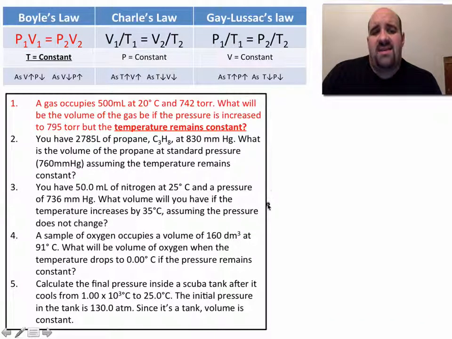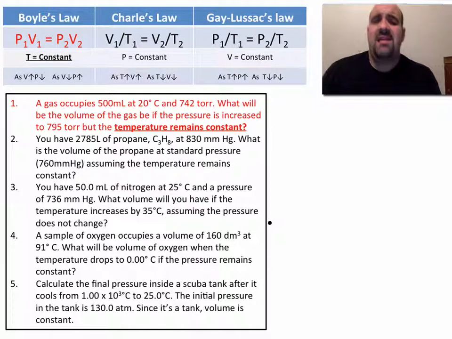We have a gas occupying 500 milliliters. Milliliters is a measure of volume, liquid equivalent. When we use our graduated cylinders or beakers in lab, that's what we use. So a gas occupies 500 milliliters at 20 degrees Celsius and 742 torr. What will the volume of the gas be if the pressure is increased to 795 torr, but the temperature remains constant? The key to solving this problem is the temperature remains constant.